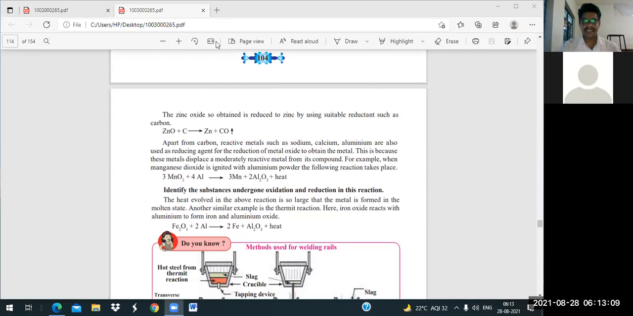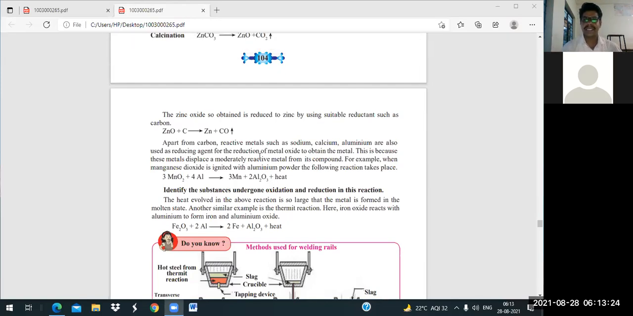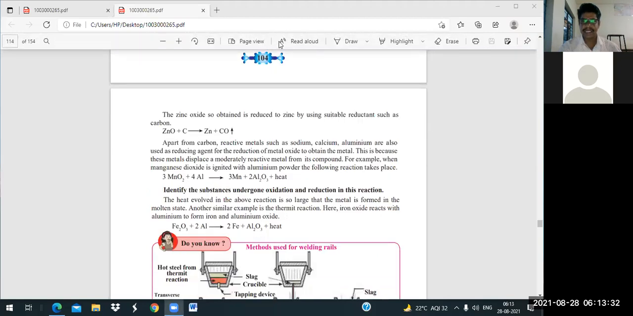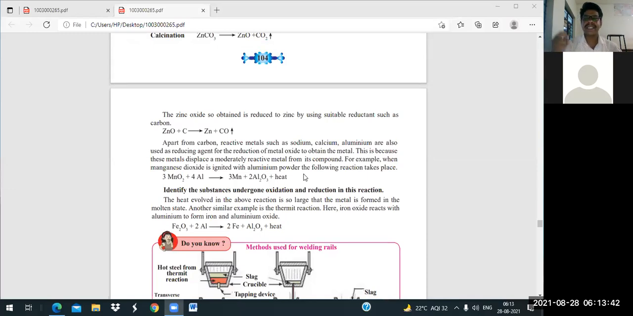Not only carbon, there are so many reactive metals like sodium, calcium, aluminum that are also used as reducing agents here. Reducing agent means: suppose there are metal oxides, from that we can obtain the original metal. Many times we get iron oxides, and from iron oxides also we can obtain the metal. That process is either calcination or roasting. If abundant air is required, it is roasting, and if limited air is required, it is calcination.